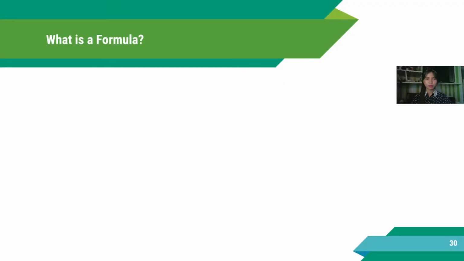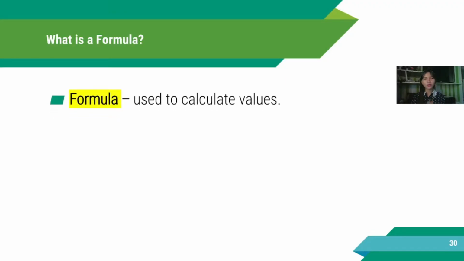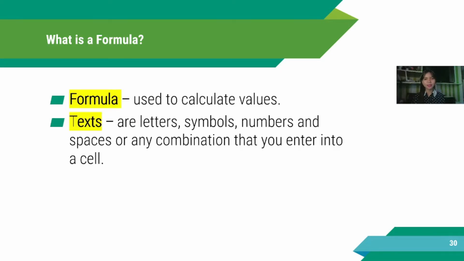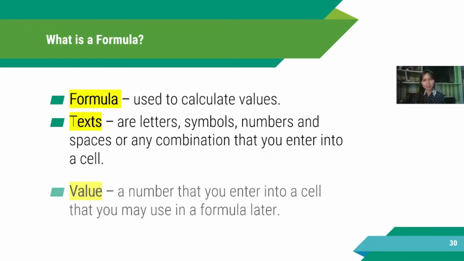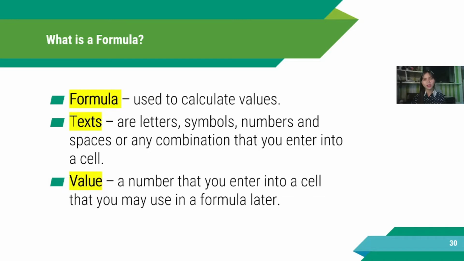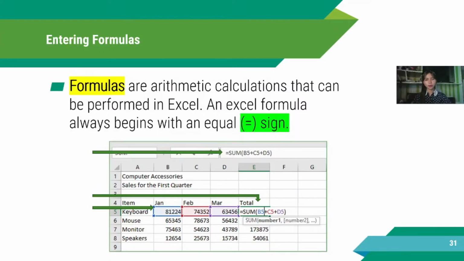So, what is a formula, by the way? Formulas are used to calculate values. The text: these are letters, symbols, numbers, and spaces, or any combination that you enter into a cell. Then, the value: a number that you enter into the cell that you may use in a formula later. So again, formula is used to calculate values; text is letters, symbols, numbers, spaces; values are the numbers that you enter into a cell. So, entering a formula.